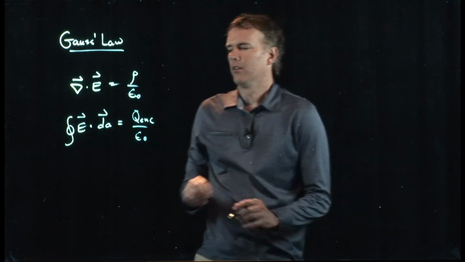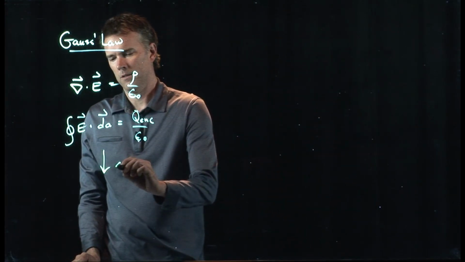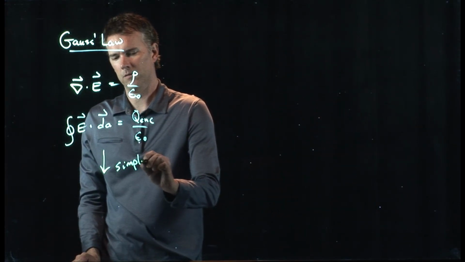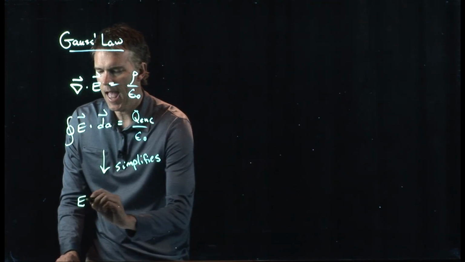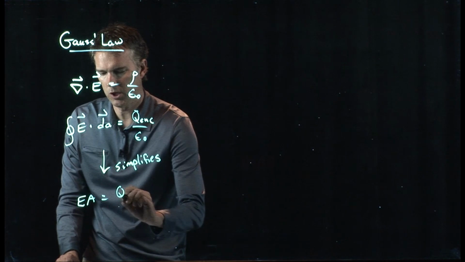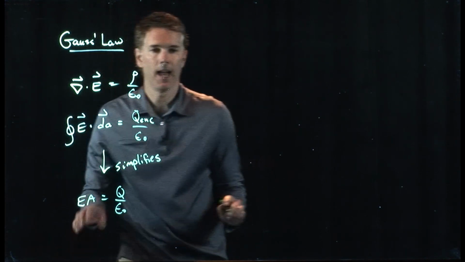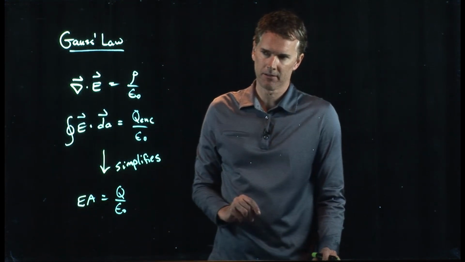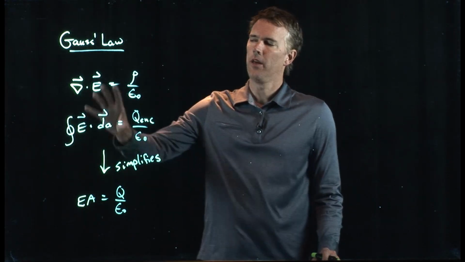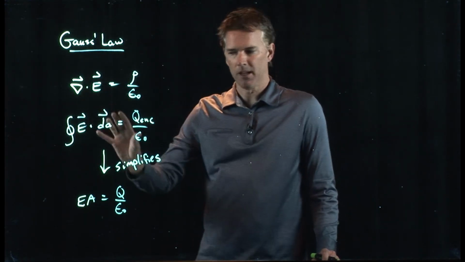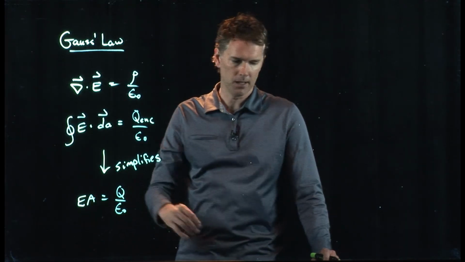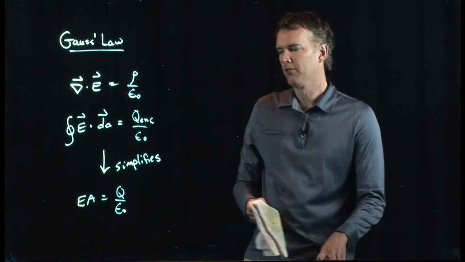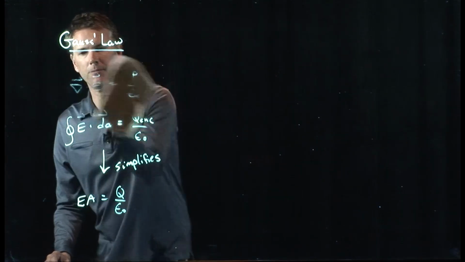This simplifies greatly in a lot of cases to the following: EA equals Q over epsilon naught. That's what we talked about today in class. Know that there is a lot more to it, but it simplifies in a great number of problems to just this: E times A equals Q over epsilon naught. So let's attack it from that point of view.